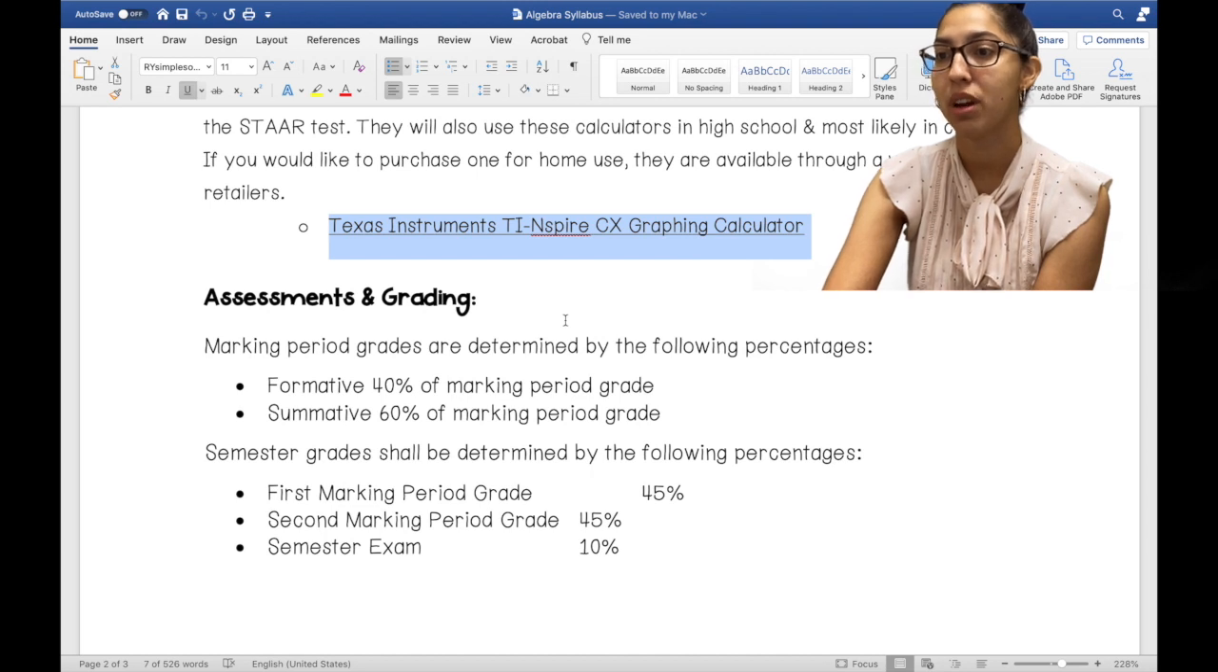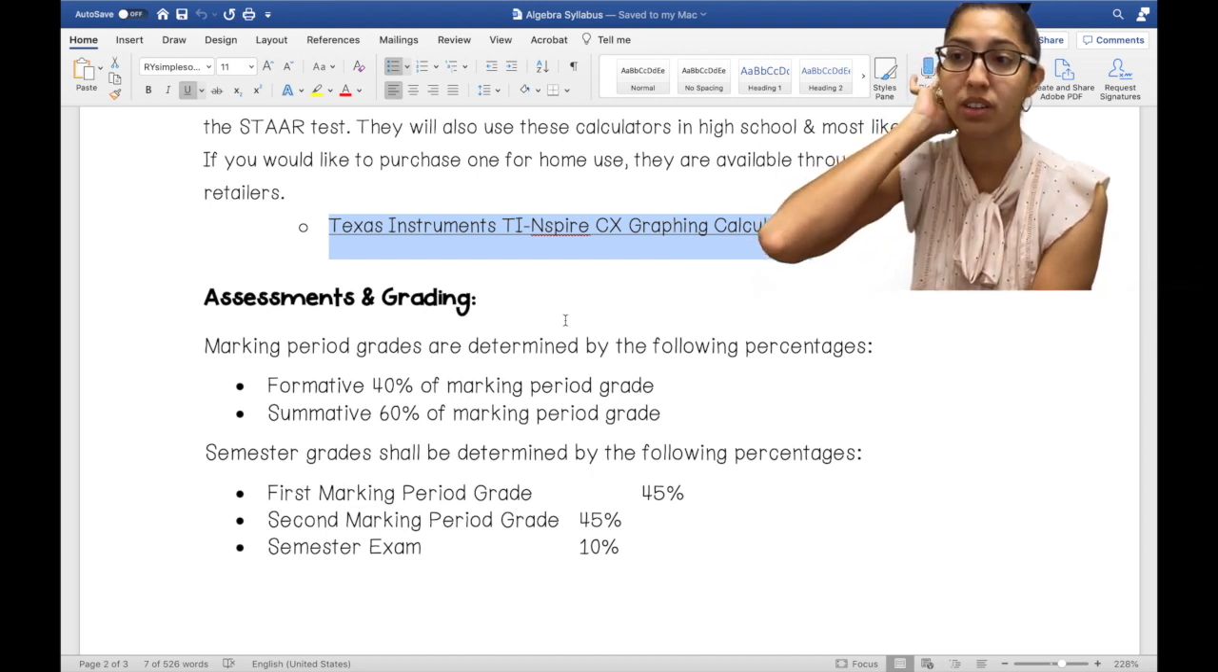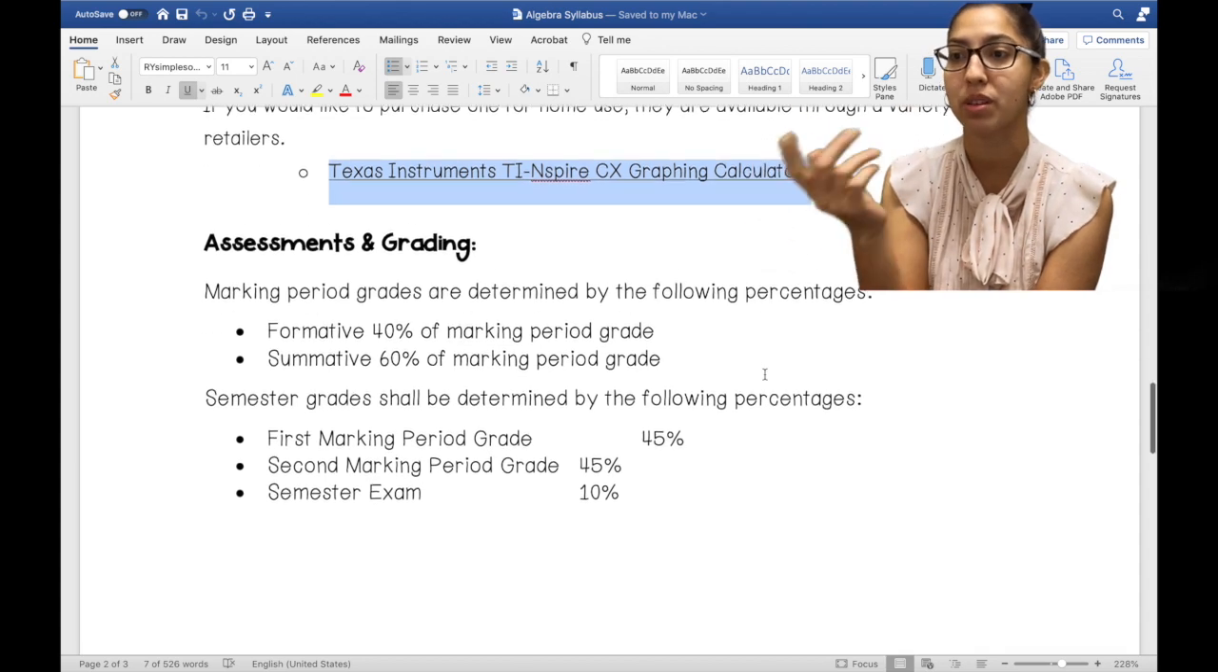Okay, so assessments and grading. Assessment and grading. So marking period grades are determined by the following percentages. Formatives are 40%, summatives are 60%.